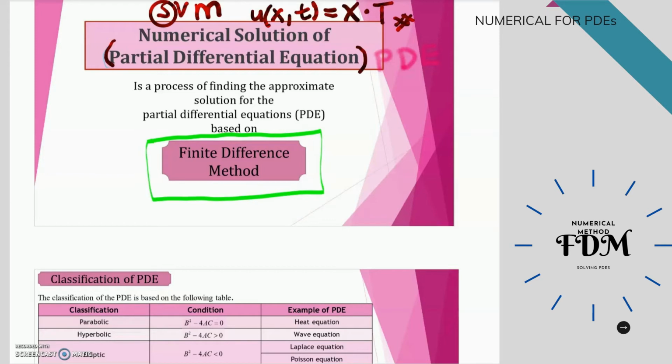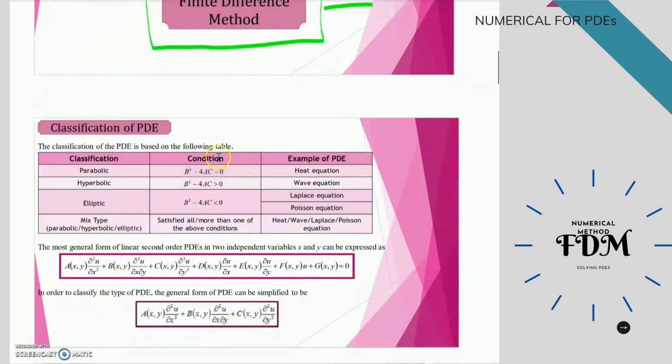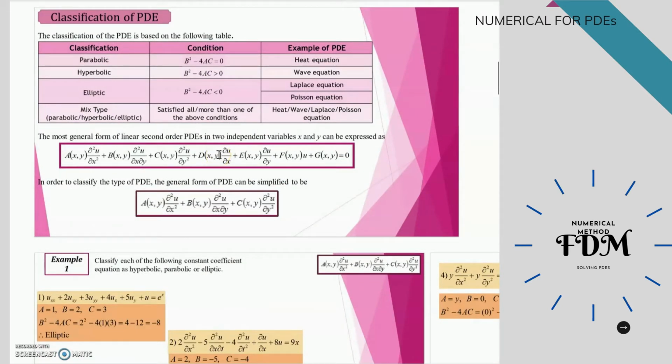Okay, so before we proceed to the finite difference method, I would like to start the lecture with the classification of PDE here. Classification of PDE, partial differential equation. Alright, so for example, we have heat, wave, Laplace, Poisson equation, and then how you can determine whether it is a heat equation, wave equation, Laplace equation, or Poisson equation.